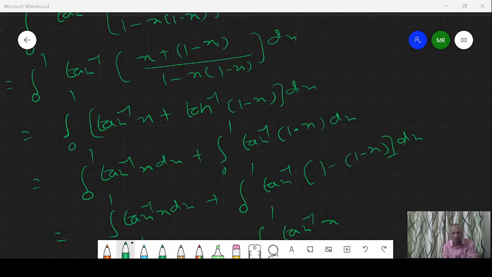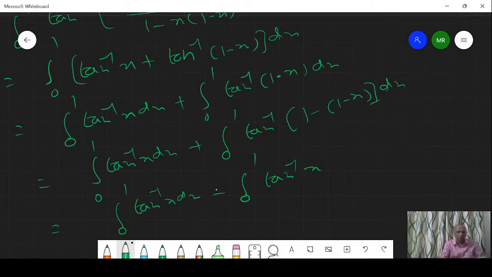Tan inverse x plus tan inverse y. So now you can see here, that is the reason I can write here, this is plus, be careful. Tan inverse of (x plus y) by (1 minus xy). Tan inverse x plus tan inverse of (1 minus x), that is tan inverse of x plus 0 to 1. By mistake I wrote minus, this should be plus. Be careful with that formula.